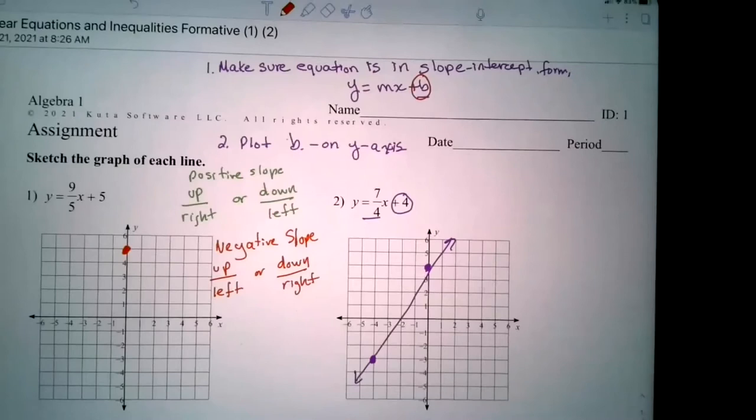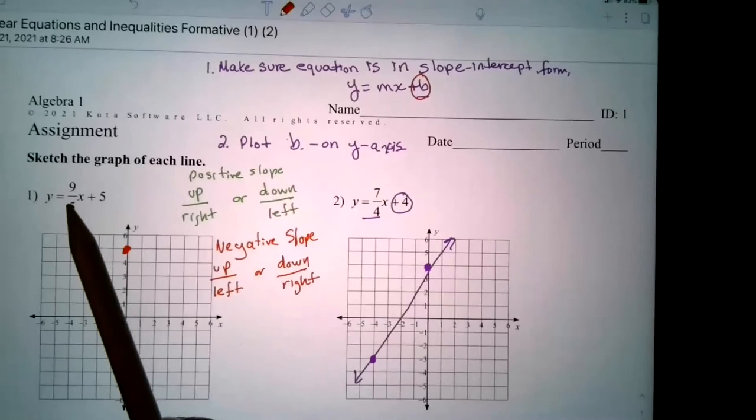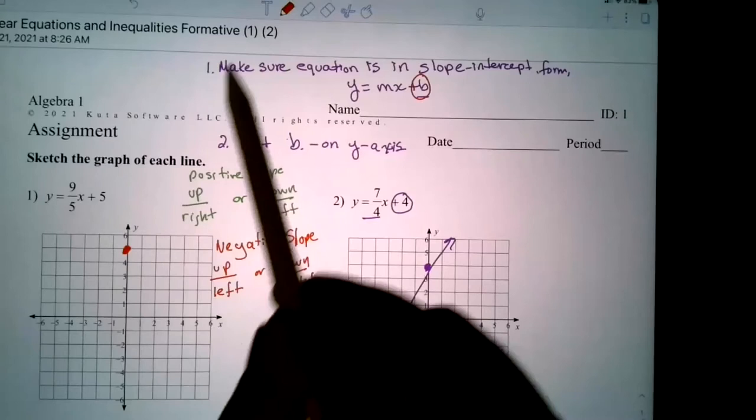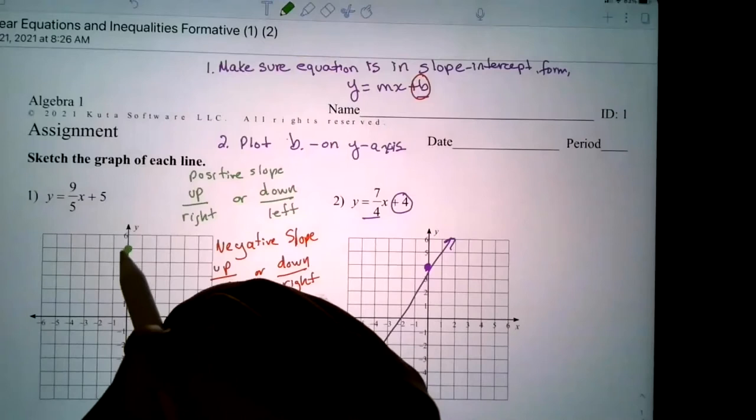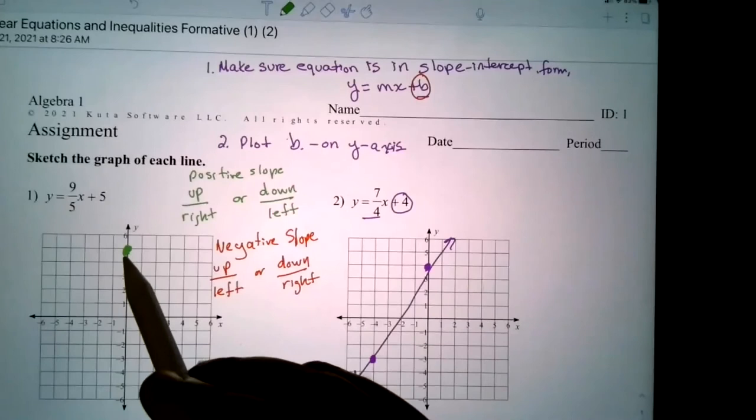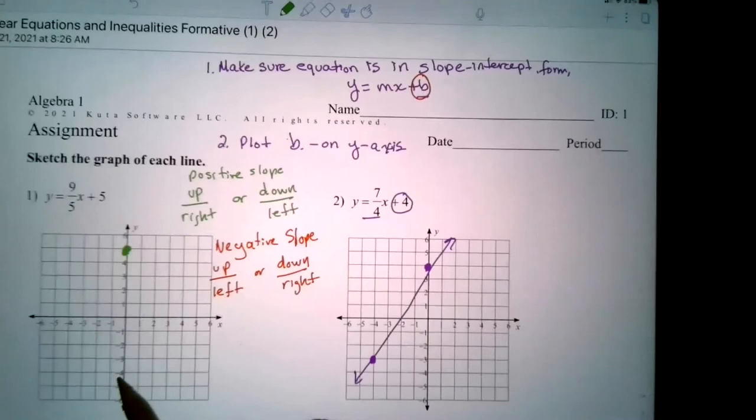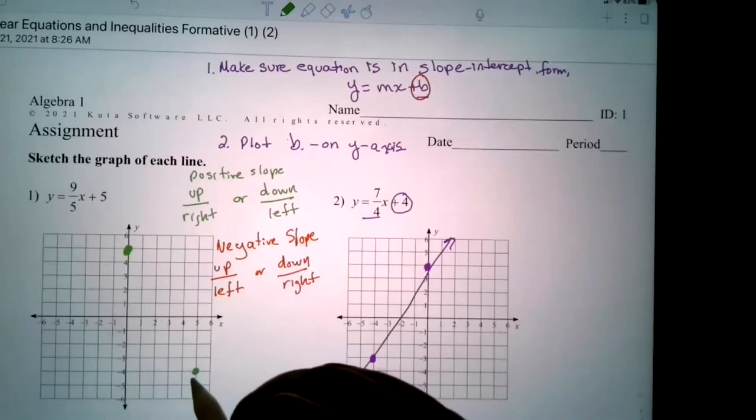So this one is negative. I mean positive. So we're going to use the green. We can either go up and to the right or down and to the left. And because I can't go up 9, I'm going to go down 9 to the left 5. So 1, 2, 3, 4, 5, 6, 7, 8, 9. 1, 2, 3, 4, 5. That's right. Thank you.